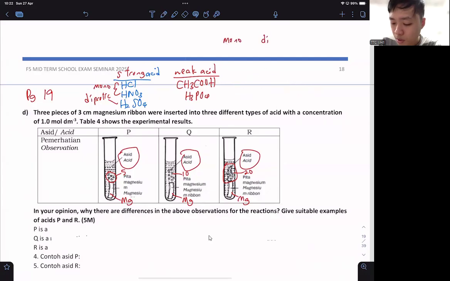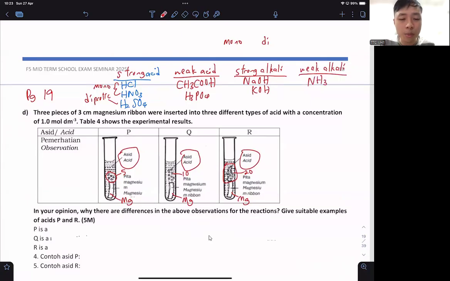Or if they ask for strong alkali, remember you have a few examples. You have NaOH and also KOH. If you have weak alkali, what is the example? Weak alkali is ammonia, NH3. So just to remind you, even though alkali doesn't really come out a lot.